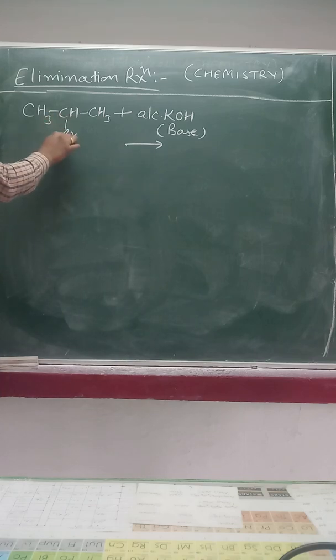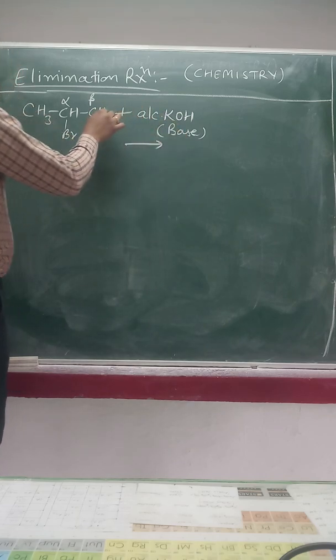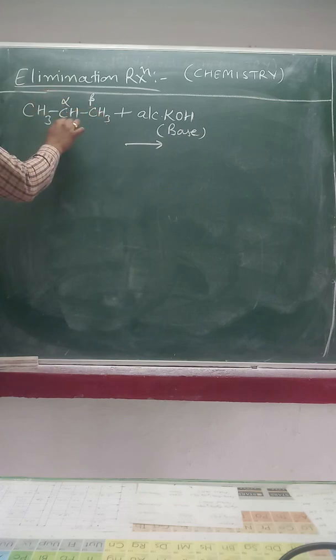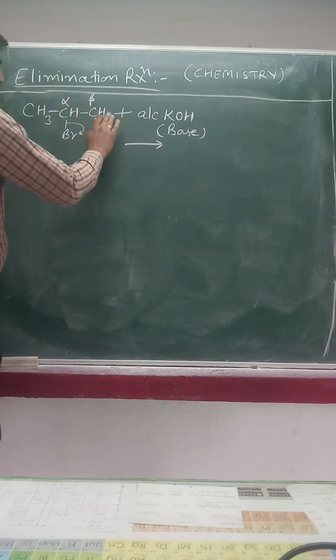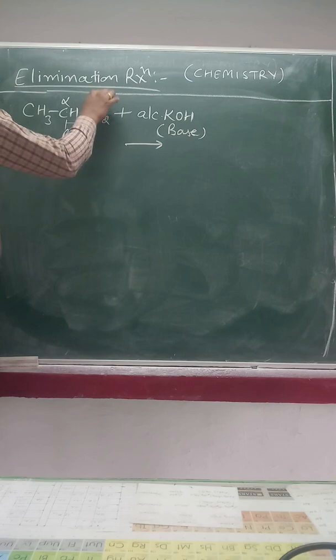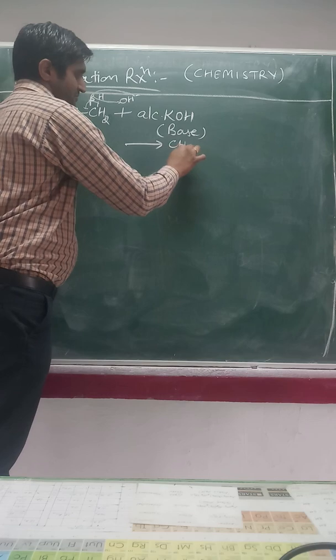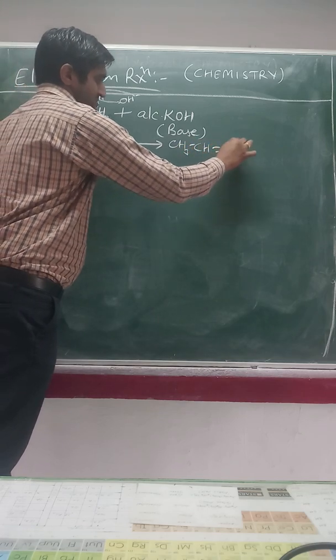Now with respect to this, this is an alpha and this is a beta carbon atom. This base will remove H, or abstract H, from this beta position, and there is a double bond between this alpha and beta by the elimination of this. Suppose I am writing, this OH will abstract a proton here, this bond will go here and we are removed from here. There is a formation of alkene.